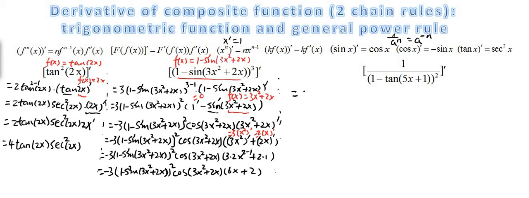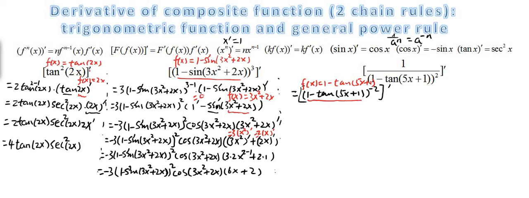So we can simplify this guy as here. We can write down 1 minus tangent 5x plus 1 to the power negative 2, and then we do the derivative for this guy. Okay, now we can easily find what is f(x). That should be f(x) equals 1 minus tangent 5x plus 1.